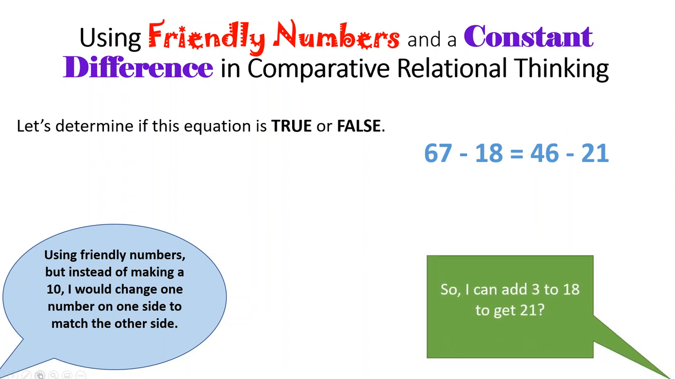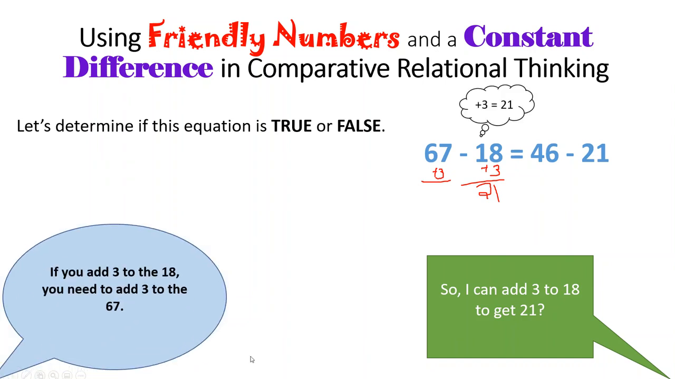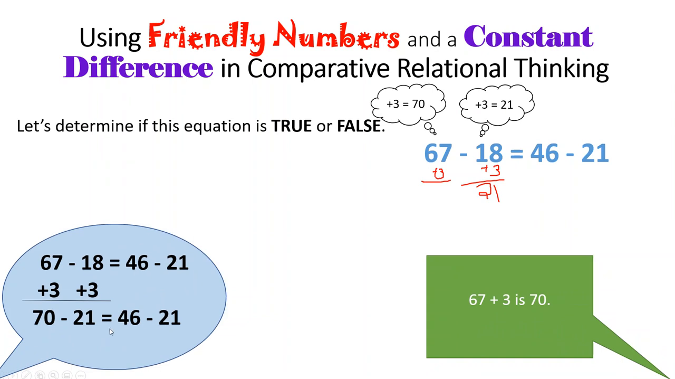That's right, adding 3 to the 18. So add 3 because 18 plus 3 is 21. And subtraction is on that invisible rope, so if I add 3 to one side of the rope, I have to add 3 to the other side. What do you think it's going to be? Add 3 to 67 is 70. Did they match? 70 plus 21, is that the same as 46 minus 21? No, they're not the same, so the equation is false, because they're not the same.